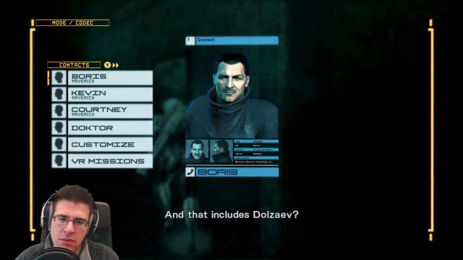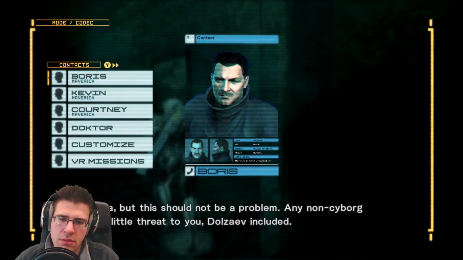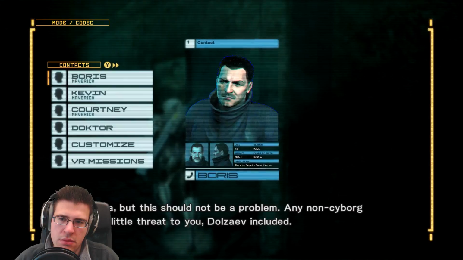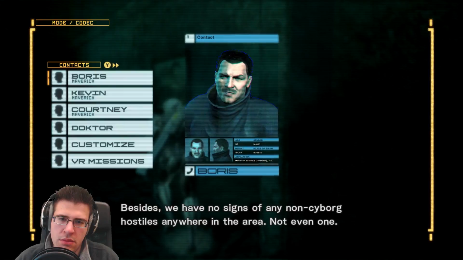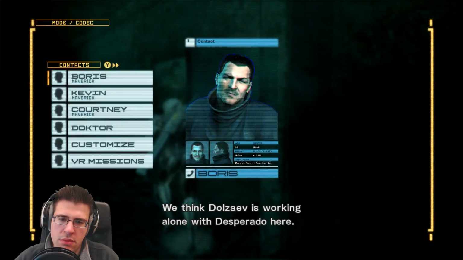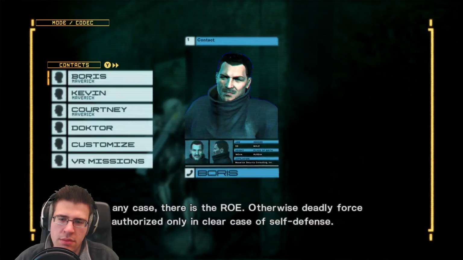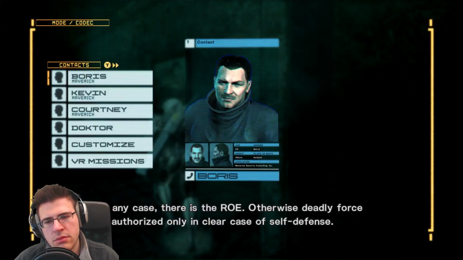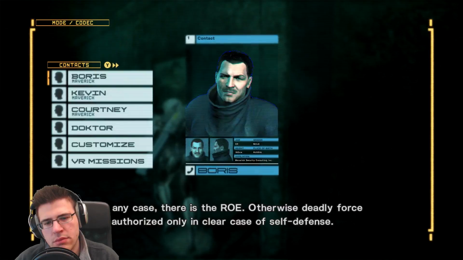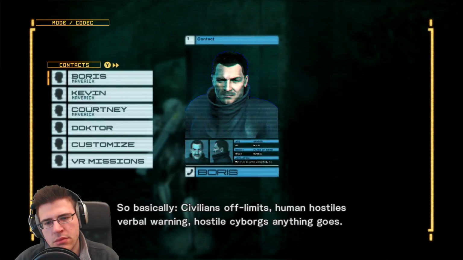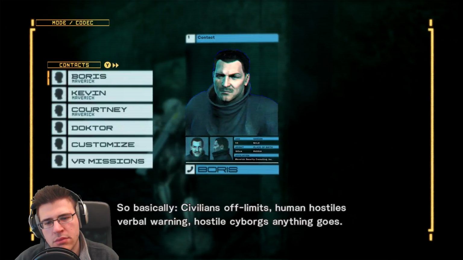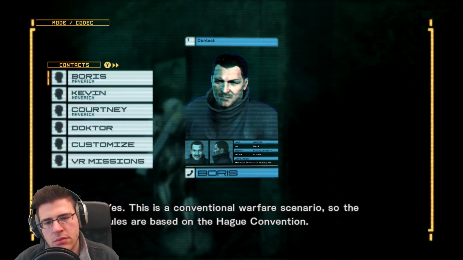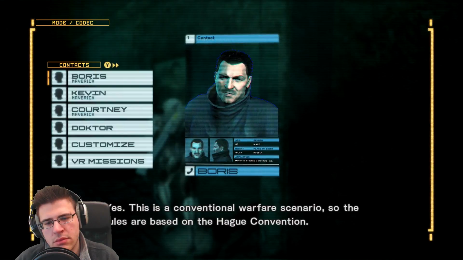And that includes Dolzaev? Duh, but this should not be a problem. Any non-cyborg is little threat to you, Dolzaev included. Besides, we have no signs of any non-cyborg hostiles anywhere in the area. Not even one. We think Dolzaev is working alone with Desperado here. In any case, that is the ROE. Otherwise, deadly force is authorized only in clear case of self-defense. So basically, civilians off limits, human hostiles verbal warning, hostile cyborgs, anything goes. Yes, this is a conventional warfare scenario, so the rules are based on the Hague Convention.